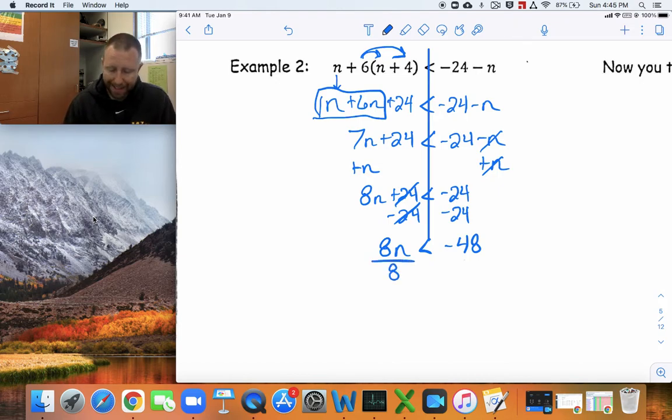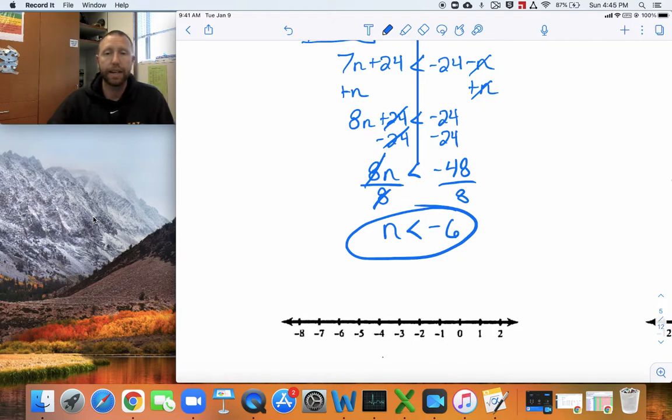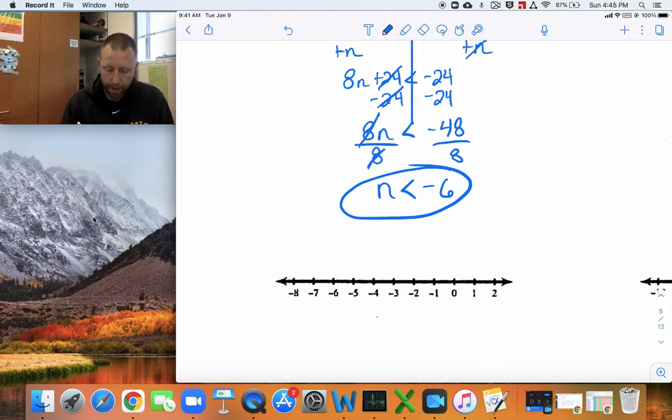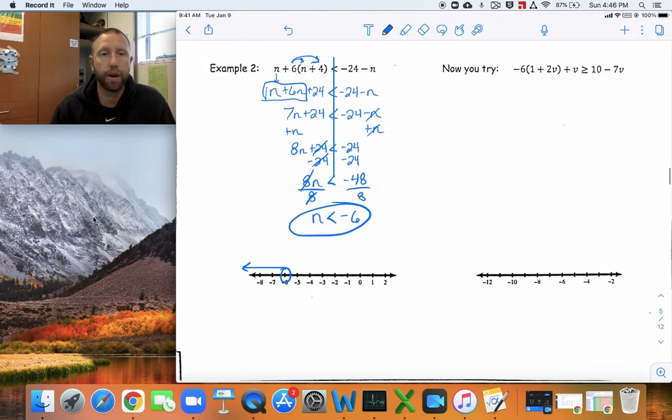Because I'm dividing by a positive, my inequality symbol stays the same, right? It's still going to be a less than symbol, so n is less than, and then I have to see negative 48 divided by 8. A negative divided by a positive is a negative, and 6 times 8 is 48, so I get n is less than negative 6. So I see negative 6 on my number line. This is going to be an open circle, and because n is less than negative 6, I'm going to draw my arrow to the left. Okay, so go ahead and pause the video now and you try the problem on the right.